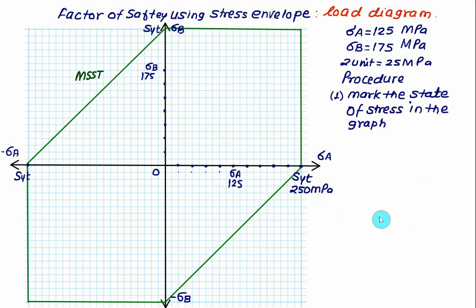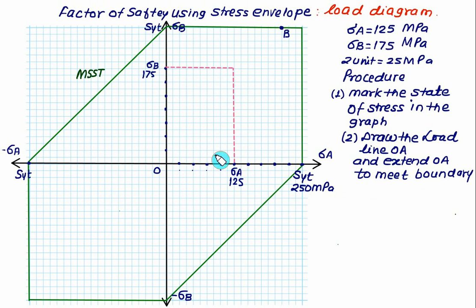So using the value of sigma A and sigma B, we can locate the point A on the graph. So to locate the given state of stress here, we have to draw the vertical through sigma A, which is 125, and sigma B is equal to 175. So this one is the point A, which is representing sigma A equal to 125 and sigma B equal to 175. So this line here is called the load line. This line, if extended, will meet the boundary at this point. That point will be point B.